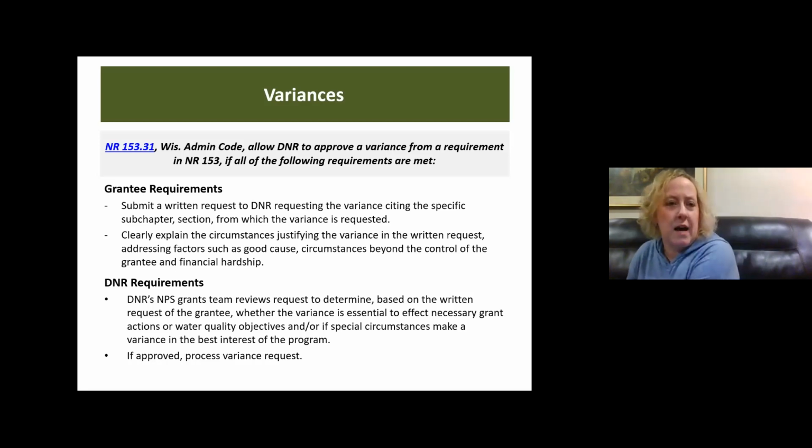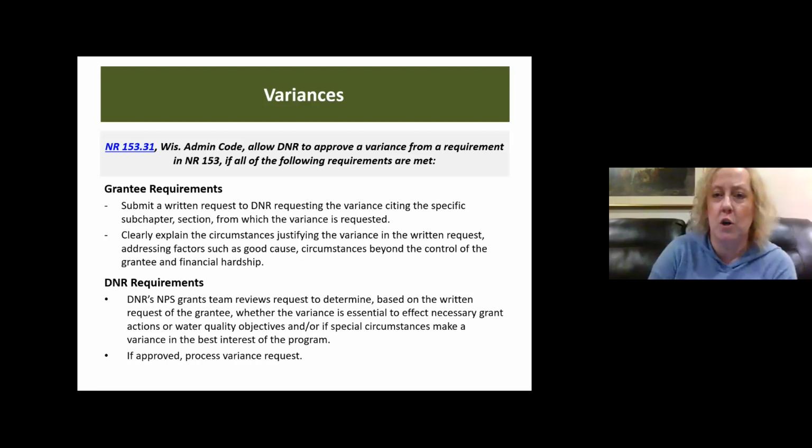So just have a code reference here that allows essentially DNR to approve a variance. And essentially you have to meet all of these requirements, both the grantee and DNR, in order to make that approval. So the grantee is going to have to submit a written request to the DNR, citing the specific subchapter and section from which the variance is requested.